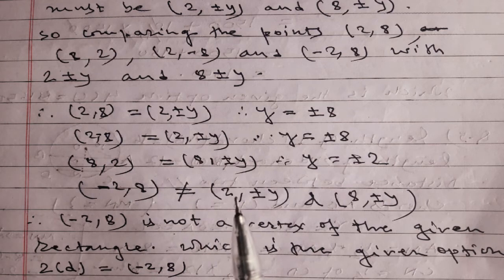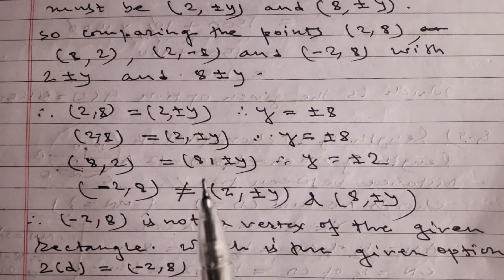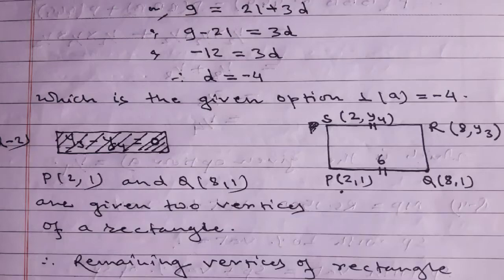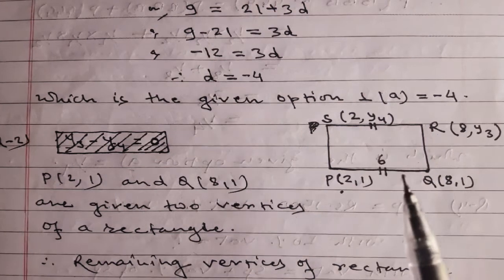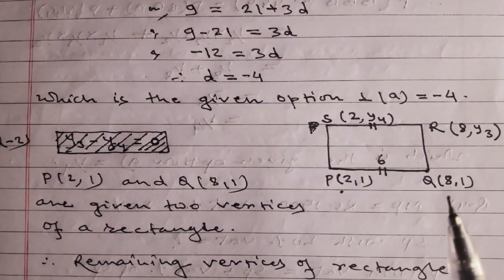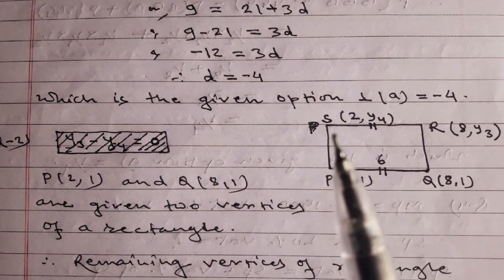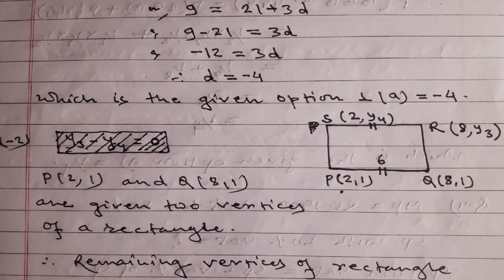Minus 2 comma 8 we cannot compare with 2 comma plus minus y or 8 comma plus minus y. Therefore, minus 2 comma 8 cannot be any vertex of the given rectangle. The x coordinate must be the same, so the x coordinate should be either 2 or 8. Then only the given vertices can be the other two vertices of the rectangle.